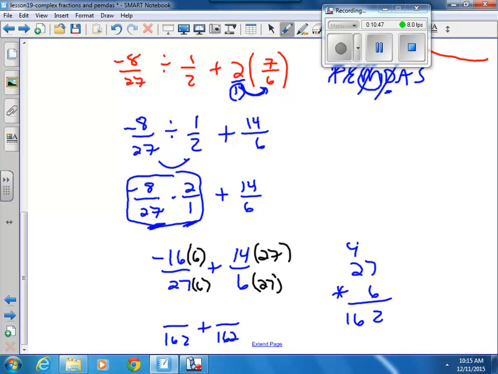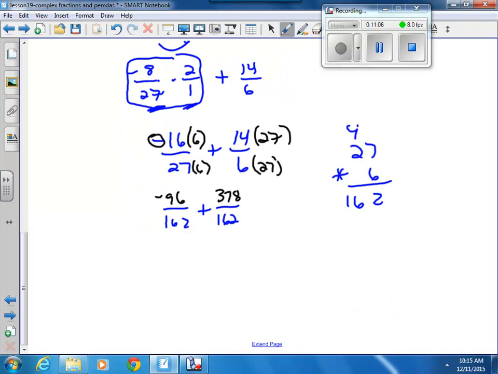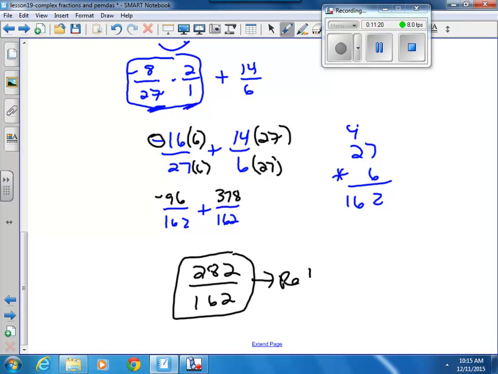So 16 times 6 is 96, but it's negative. See, negative times a positive. So negative 96 plus 14 times 27, which is 378. And voila, we're almost cooked. So negative 96 plus 378 is 282. So you arrive at 282 over 162, which is great, but the question is, does it reduce?